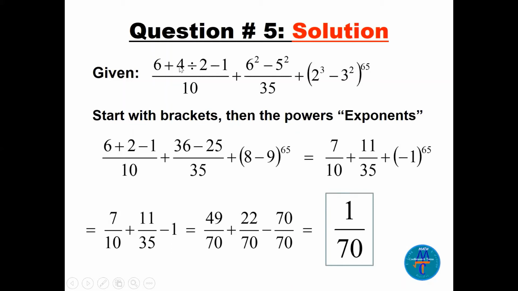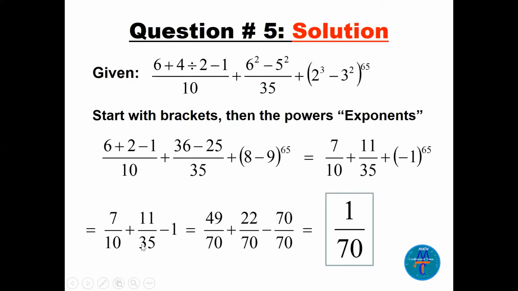Now let's go to the beginning. We cannot add here, 6 plus 4. No, cannot add. First, we go to division. 4 divided by 2 is 2. Then we have all addition and subtraction. So 6 plus 2, 8 minus 1, 7 over 10. That's there. 36 minus 25, that's 11 over 35. And the minus 1.